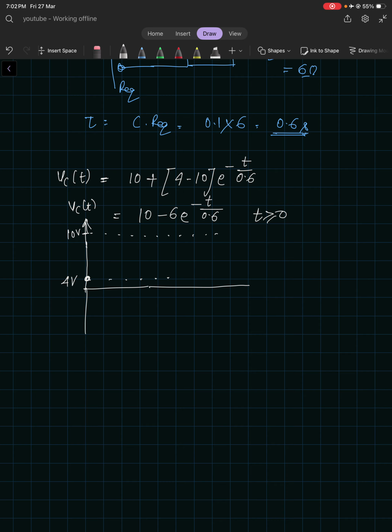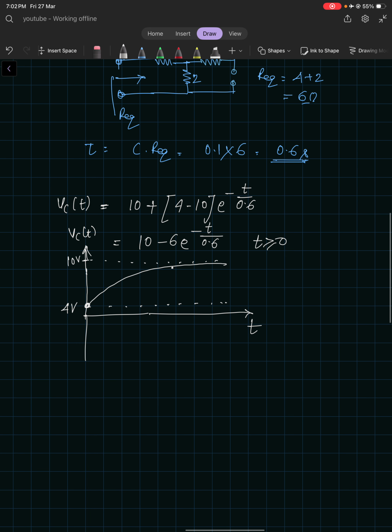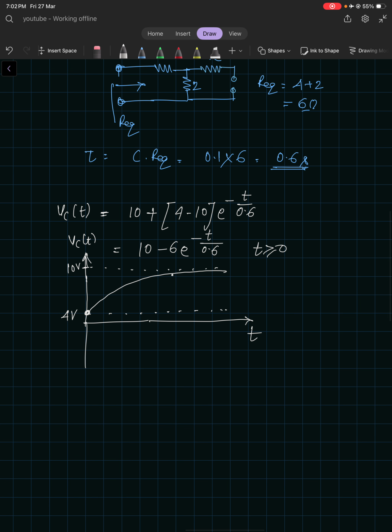I drew this, and again from 4 it is going like this way. All the responses are looking like this, in a rising manner, right? Again, just like other questions, it rises from the initial value and it settles towards the final value, the steady state value.